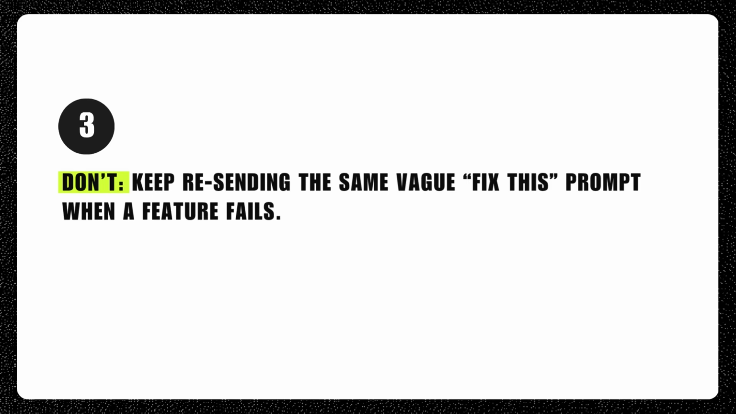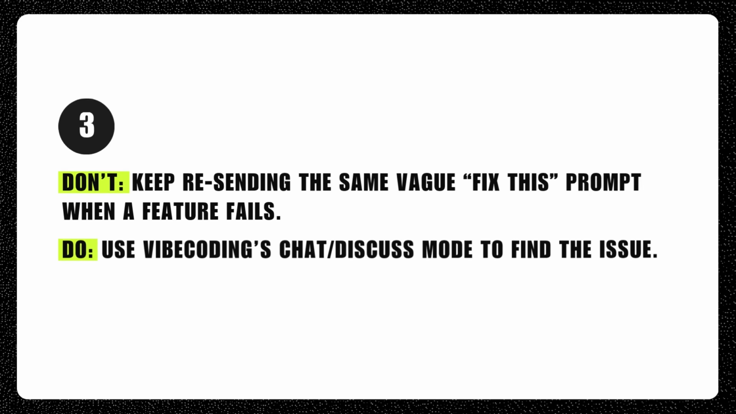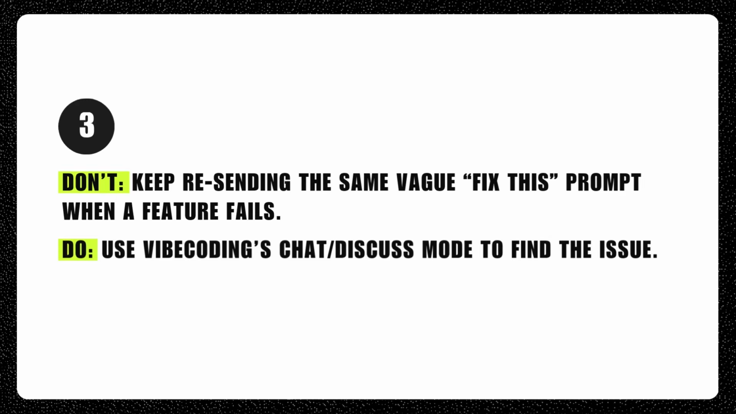Don't resend the same "fix this" prompt when a feature fails. Do use VibeCoding's chat or discuss mode to find the issue. If you have used a VibeCoding platform, you probably know that frustrating moment when a feature breaks, you don't know why, and you keep asking the AI to fix it over and over again, and nothing is changing. It's annoying, and that's exactly why what I'm about to say matters.